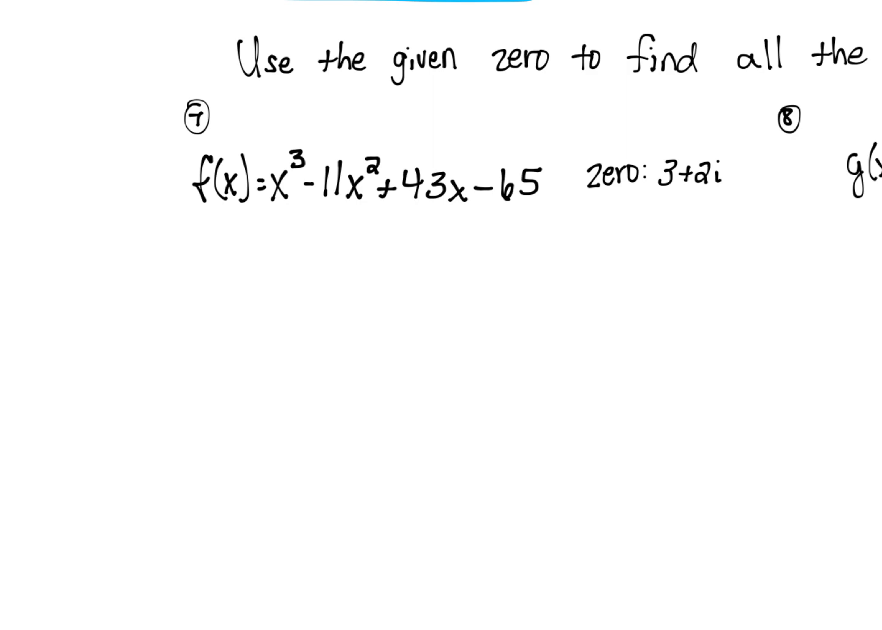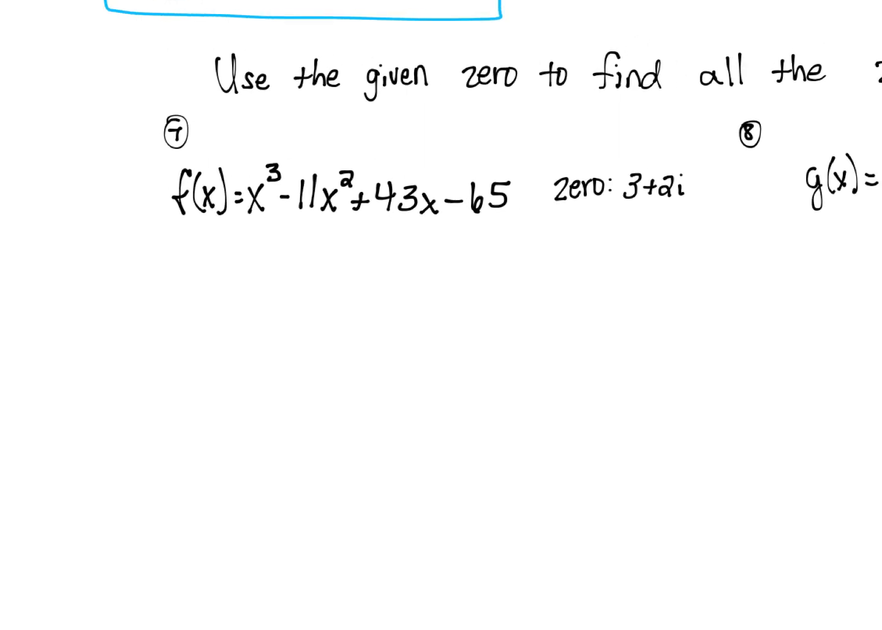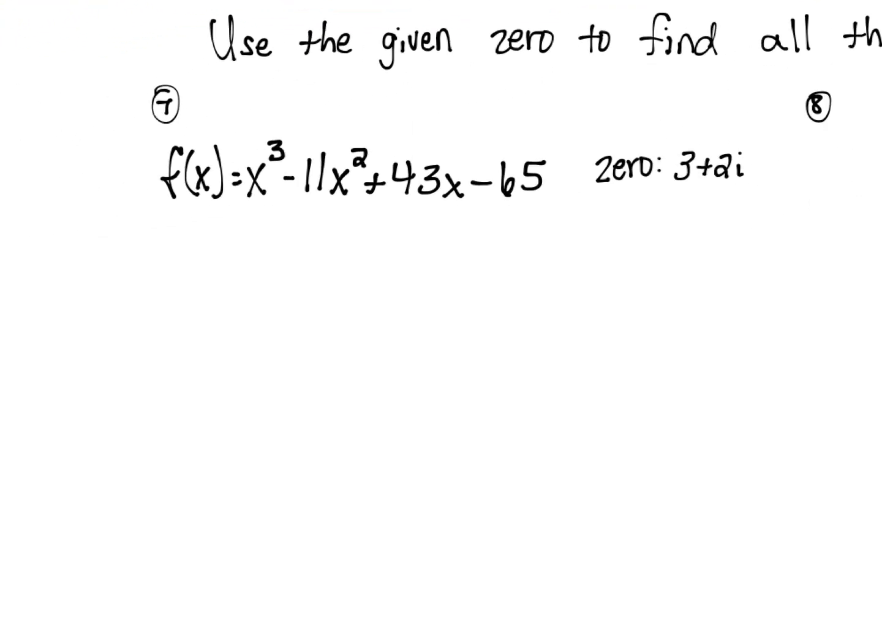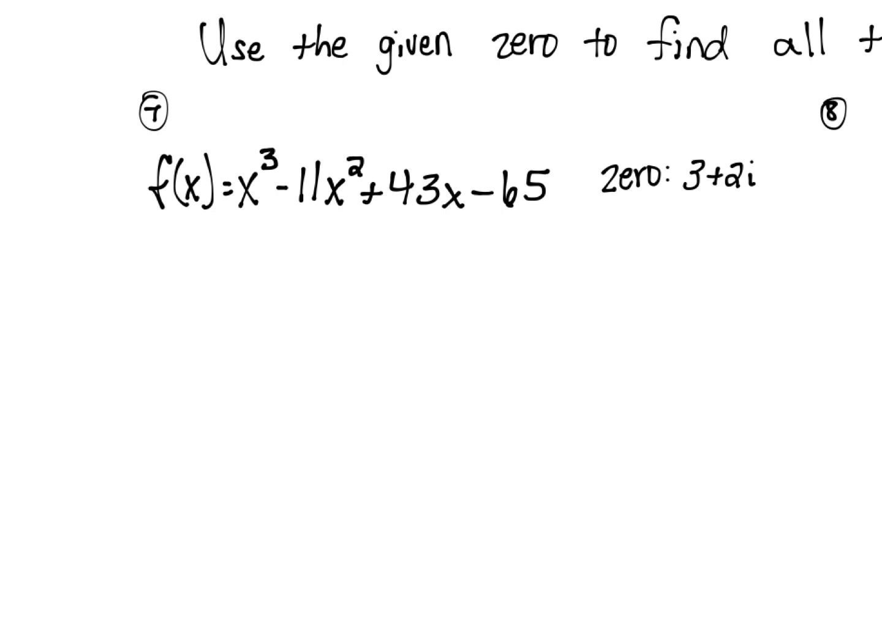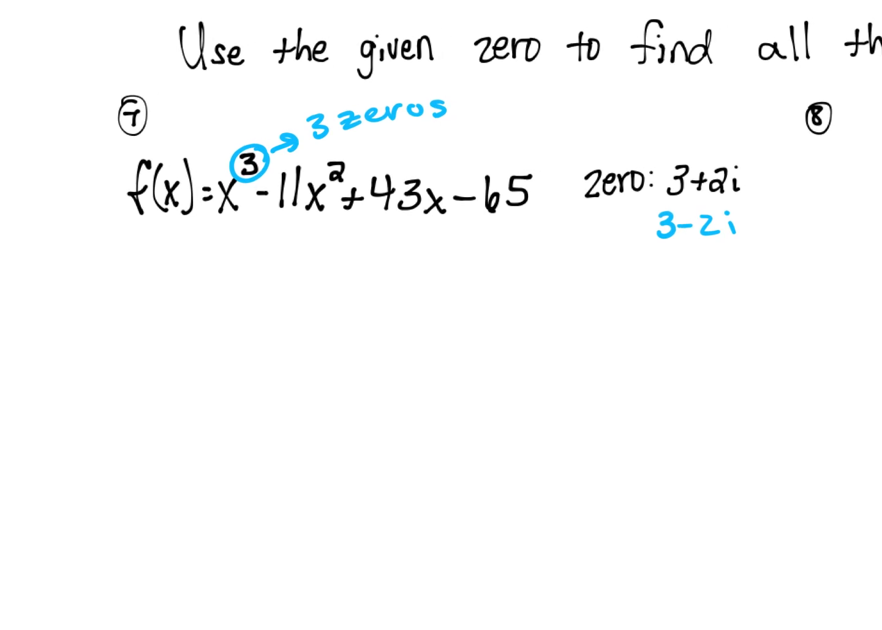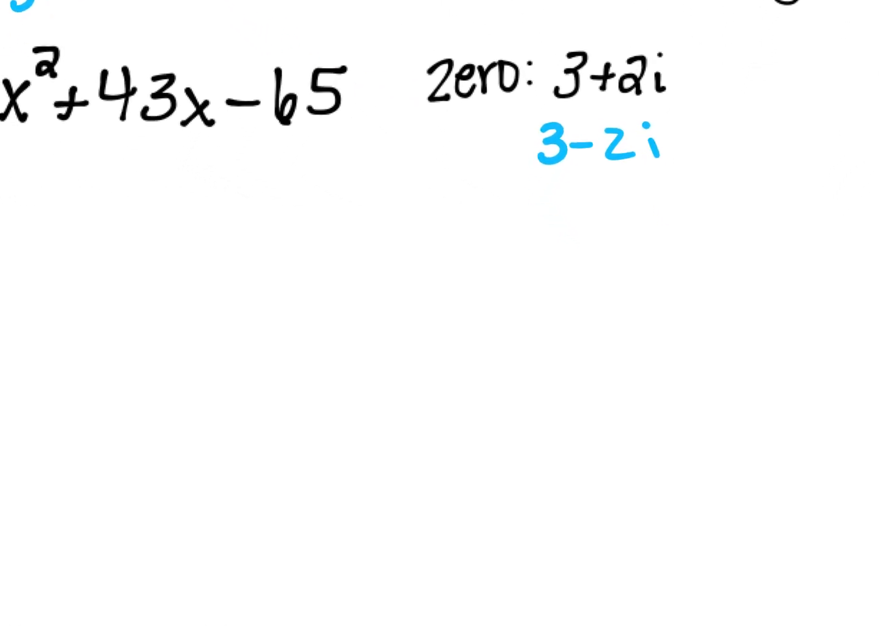So it gives us one of the zeros, but it asks us to find all of the zeros. So if 3 plus 2i is a 0, do we know what another one is? 3 minus 2i, the conjugate. How many zeros total am I going to have here? 3, because it's x to the third power, so that tells us we're going to have 3 zeros. So we've got 2 of them. We need to find the third. So what we're going to do is put these into factored form and multiply it out to find out what polynomial this will give us.